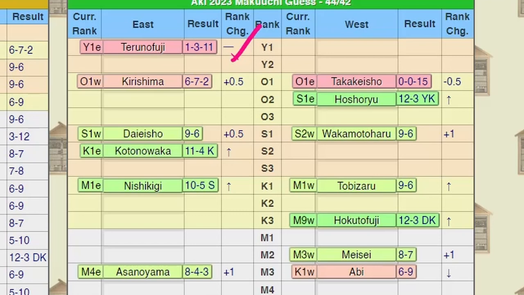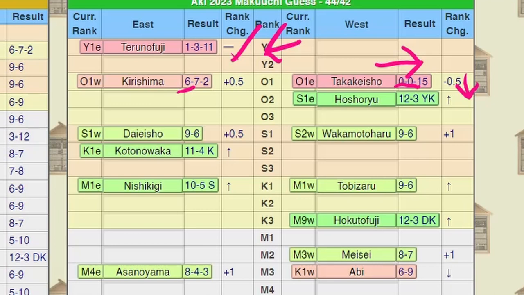Kirishima and Takakesho were our Ozeki in the last tournament. So Kirishima had more wins. He had 6 to Takakesho 0. I know both of them got hurt, but it still looks really sad. So Kirishima moves up to the top Ozeki slot. He gets 1 east, Takakesho gets 1 west. Hoshoryu is the new Ozeki, so he ends up at the bottom of the Ozeki list, but he's still there. Also, because Terunofuji is over on the east, Hoshoryu gets moved over to the west. That's why he's at 2 west and not at 2 east.